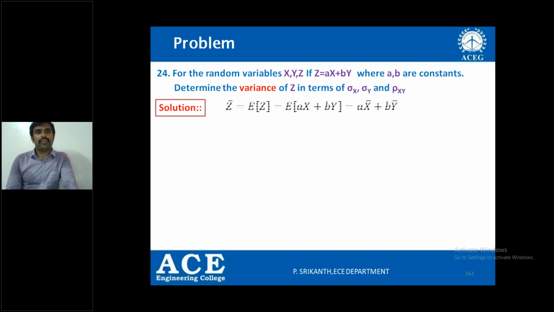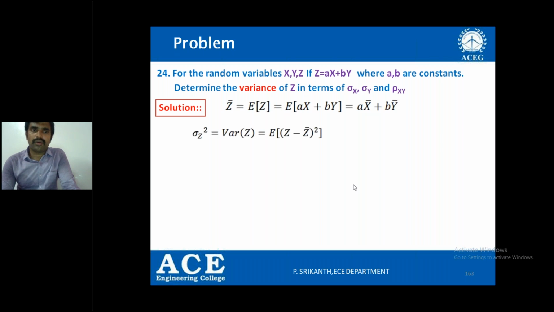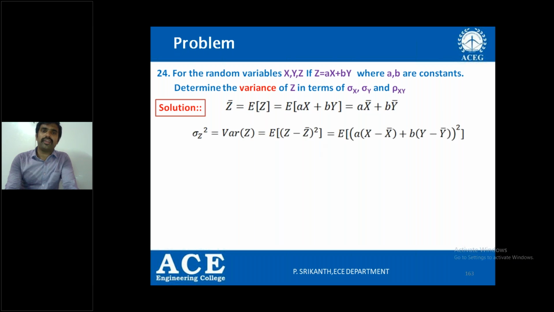So here, simple solution. We all know that z bar equals expectation of z, which equals E of ax plus by, or I can write it as a x bar plus b y bar. Simple, right? Now we are supposed to find the variance. So variance equals what? E of z minus z bar whole square. I'm substituting the z here, z and z bar. So what is z here? Z is nothing but ax plus by. Z bar is nothing but a x bar plus b y bar. And after rearranging the terms, I'm able to write the expression like this. Direct step I have taken, right?